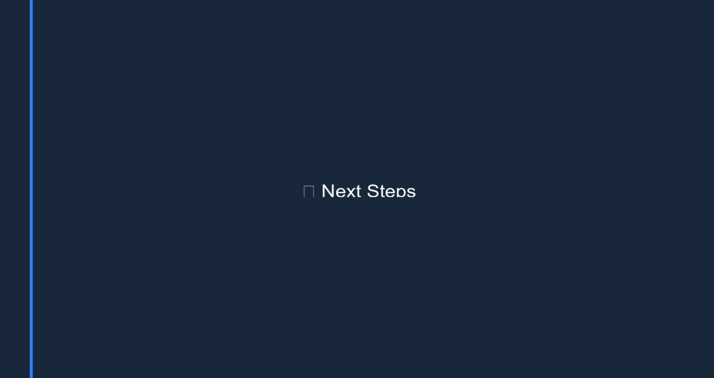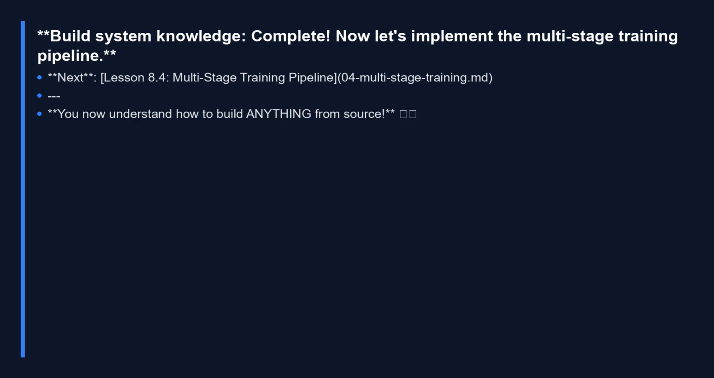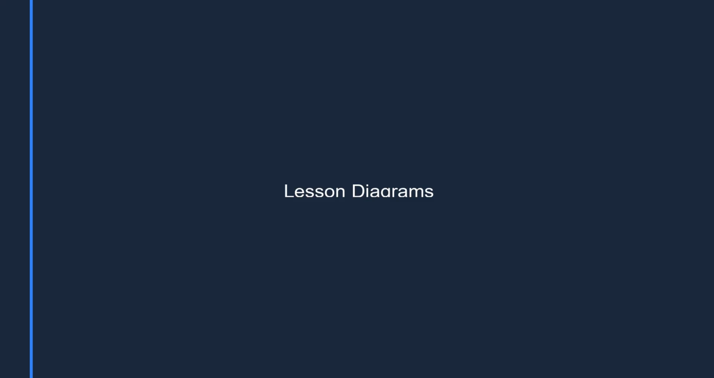Completion checklist. Next steps. Build system knowledge complete. You can now reason about how software gets compiled, packaged, and installed across every major language ecosystem, and more importantly, you understand why each system makes the choices it does. That depth is what separates an AI assistant that gives generic answers from one that gives correct, actionable ones. Next up is lesson 8.4, the multi-stage training pipeline, where all of this domain knowledge gets wired into a training workflow that actually teaches a model to use it.